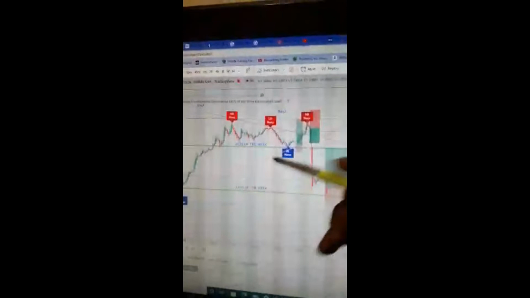Then I draw and identify psychological levels around, although you can't see it. Then I also try to see how the market reacts. So what has happened so far? Fast forward to now, the market has reacted.